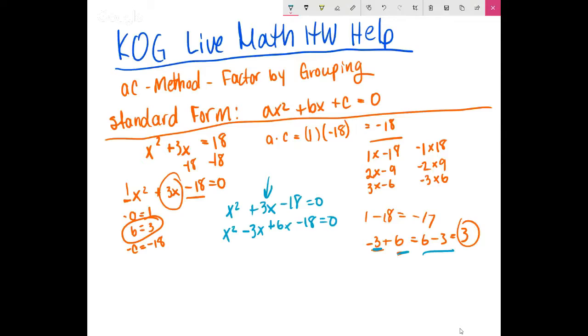Okay, now we're going to do the grouping part. So we look at the first two, group them together. Look at the last two, group them together. We want to factor out what they have in common.